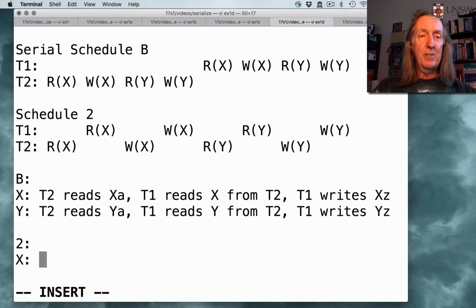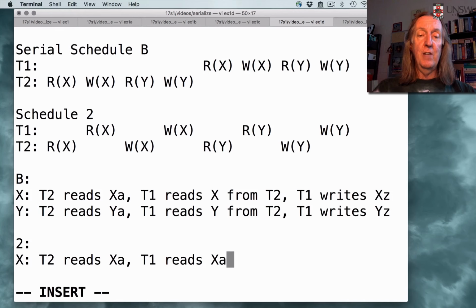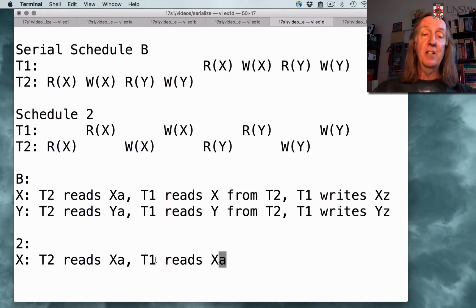Alright, let's look at schedule 2. For variable X, T2 reads the initial value of X, well, that's a good start. Which value of X does T1 read? Well, unfortunately, T1 also reads the initial value of X. It doesn't read the version that was written by T2. So even just this much analysis tells us that schedule 2 is not view equivalent to serial schedule B.